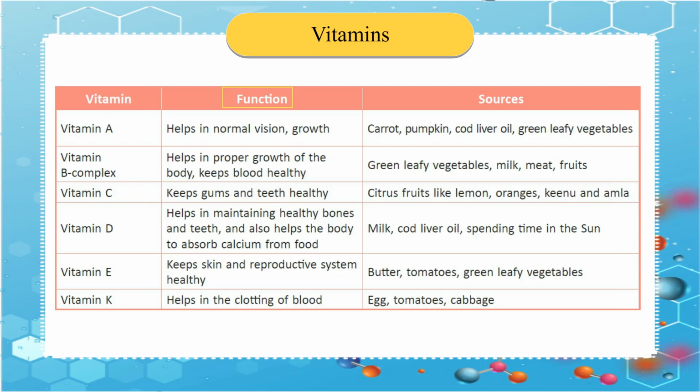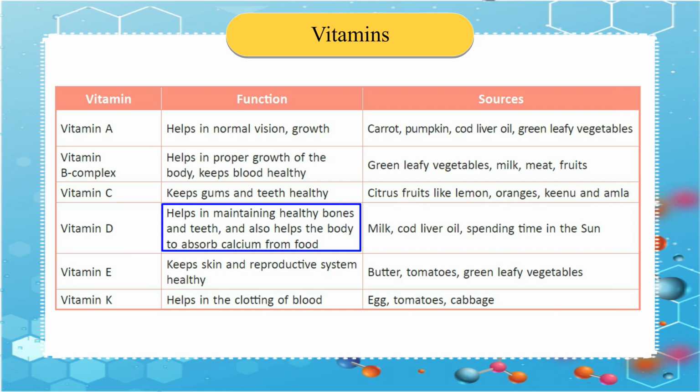Vitamin, function, sources. Vitamin A helps in normal vision and growth. Sources: carrot, pumpkin, cod liver oil, green leafy vegetables. Vitamin B complex helps in proper growth of the body and keeps blood healthy. Sources: green leafy vegetables, milk, meat, fruits. Vitamin C keeps gums and teeth healthy. Sources: citrus fruits like lemon, oranges, quinoa and amla.